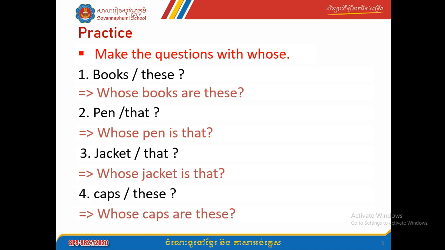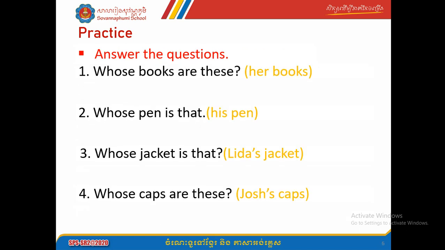Alright, let me continue. One more practice. Answer the question. Okay, now teacher make the question already. What you have to do is to answer the question with the correct forms. Okay, they are or it is. Okay, look at the question first before you answer they are or it is. Okay, question say whose books are these?